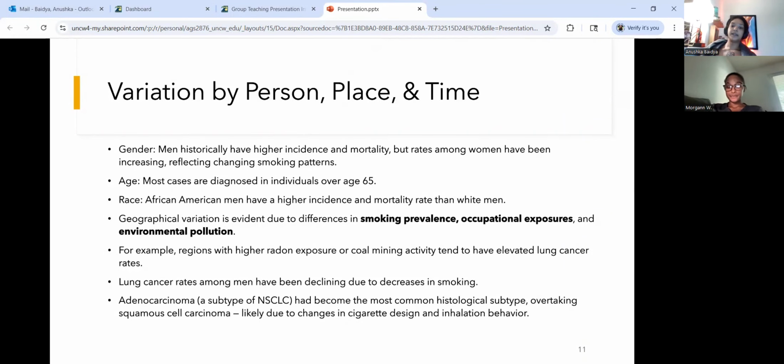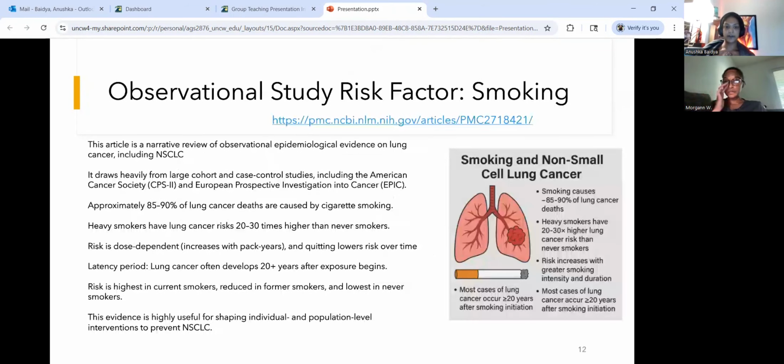Lung cancer rates have been declining among men due to decreases in smoking and awareness of the risk factor. And adenocarcinoma, as Morgan talked about earlier, one of the subtypes of NSCLC, has become the most common histological subtype, overtaking squamous cell carcinoma, and this is likely due to changes in cigarette design and inhalation behavior.